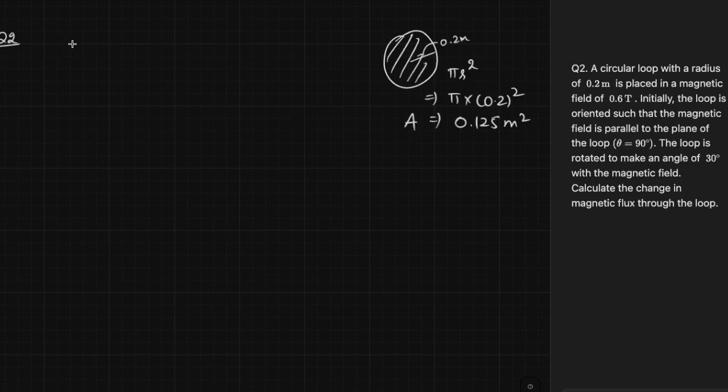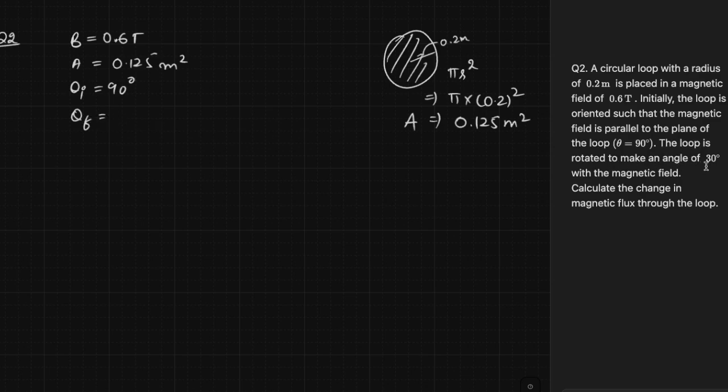So the radius is given and we calculated the area from it. Now the magnetic field is also given. B is given as 0.60 Tesla. The area we calculated as 0.125. What else? Let's read further. Initially, the loop is oriented such that the magnetic field is parallel to the plane of the loop, so the angle is directly given as theta equal to 90 degree. So theta initial is 90 degree. Okay, what about theta final? What is the final angle?